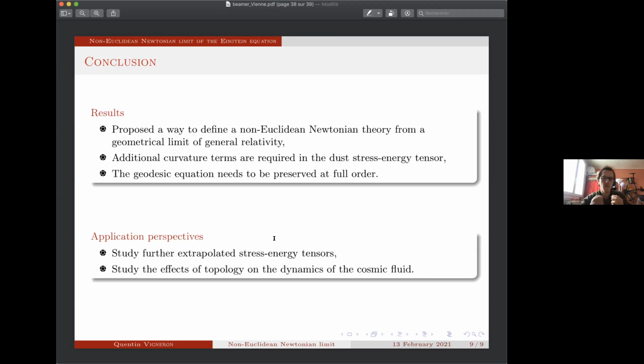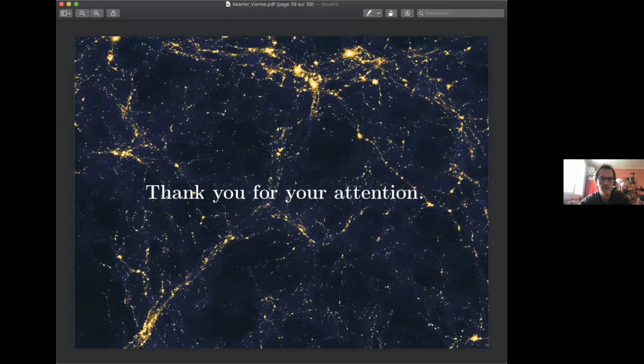The perspective would be to study further extrapolated stress energy tensor at full order and try to find the right one, the most physical one, if there is one, which would finally give us the form of the theory at full order, which would be a powerful tool to study the effect of topology in structure formation and expansion. So thanks for listening, and if you have any questions, please.